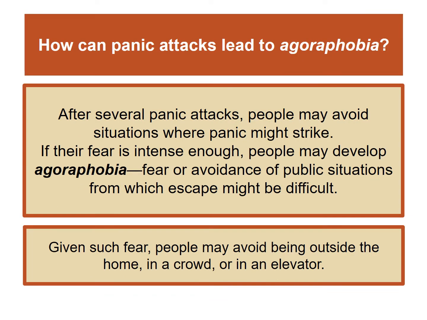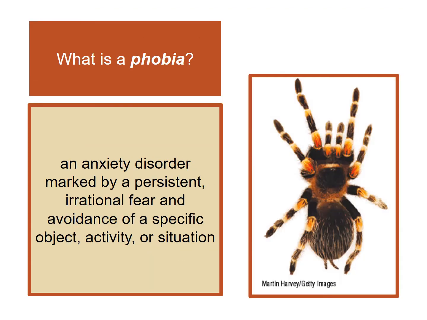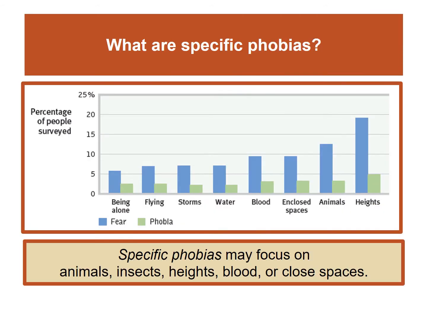How can panic attacks lead to agoraphobia? After several panic attacks, people may avoid situations where panic might strike. If their fear is intense enough, people may develop agoraphobia, fear or avoidance of public situations from which escape might be difficult. Given such fear, people may avoid being outside the home, in a crowd, or in an elevator. What is a phobia? An anxiety disorder marked by a persistent irrational fear and avoidance of a specific object, activity, or situation.